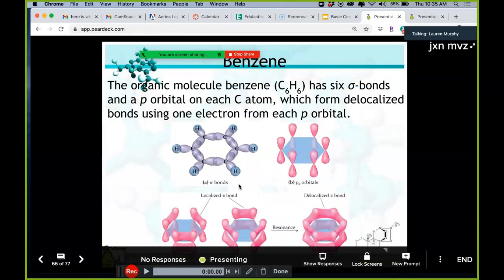Now, how this happens is kind of complicated. Again, I do not need you to know the in-depth part of this, and you don't need to know it for the AP test, but this is where the sigma and the pi bonds come from, like how they got their name, and it has to do with the overlapping of orbitals.